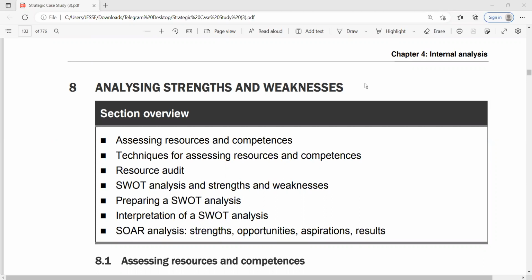We've talked severally about different topics on strategic case study, and we are still on internal analysis. And today we'll be looking into analyzing strengths and weaknesses.